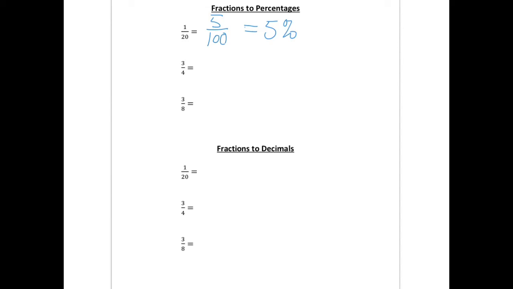3/4, again, if I want to make the denominator of that 100, I multiply the top and the bottom by 25. So that becomes 75 hundredths, or 75 out of 100. So that's 75%.